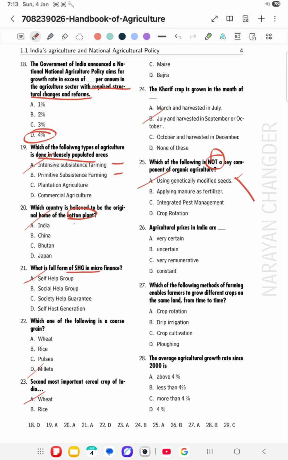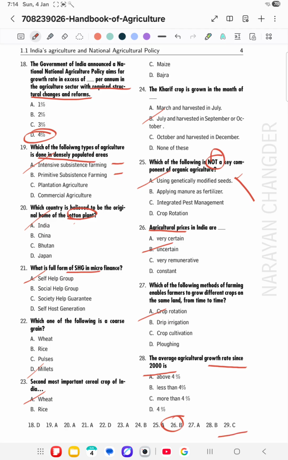Agricultural prices in India are very uncertain, very remunerative, constant. Agricultural prices in India are regulated, so they can be very remunerative. B, uncertain. Okay. Yes, it depends on monsoon, availability, supply. So let's see, it's uncertain. Which of the following methods of farming enables farmers to grow different crops on the same land? So it will be crop rotation. Yes, A.